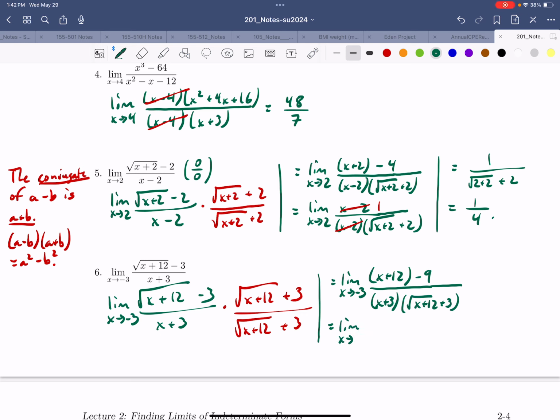So I'm going to do one more step. Screw it. I'll just do it all for you. I'm such a nice guy. But pause the video. Try to finish it yourself. But I'll do the rest of it. All right, and of course x plus 3 cancels out, and we are left with 1 over square root of 9 plus 3, which is 1/6. All right, again, not what I was expecting, but that's what we got.